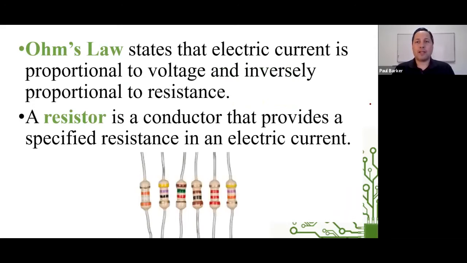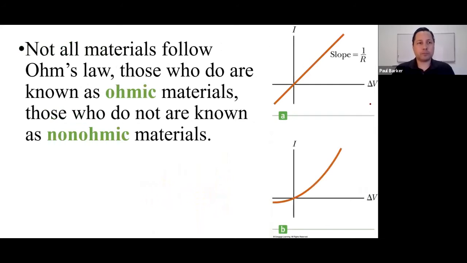Ohm's law states that electric current is proportional to voltage and inversely proportional to resistance. So therefore, as the voltage increases, the current will also increase. But as the resistance increases, since it's inversely proportional to current, the current will decrease. A resistor is a conductor that provides a specific resistance to an electric current. Perhaps you want a particular current. Too high might be too much for the particular device. So you want a conductor or a resistor that will give you the particular current that you're looking for.